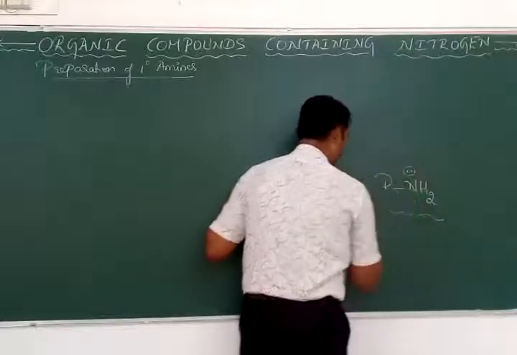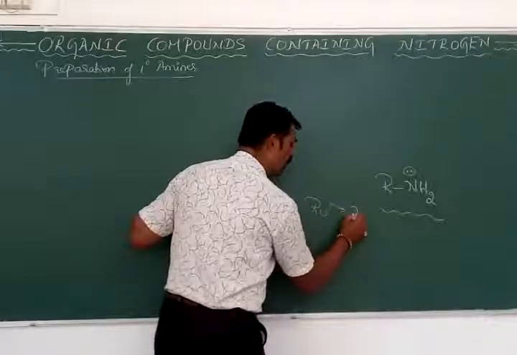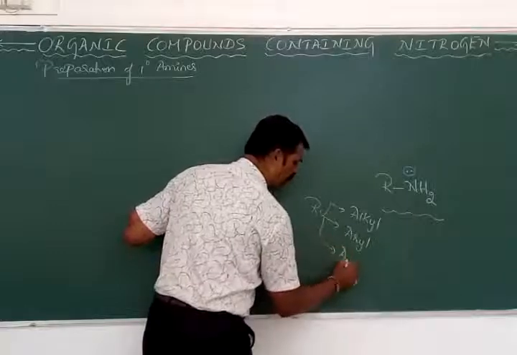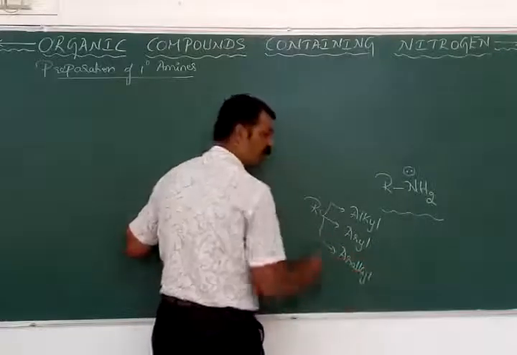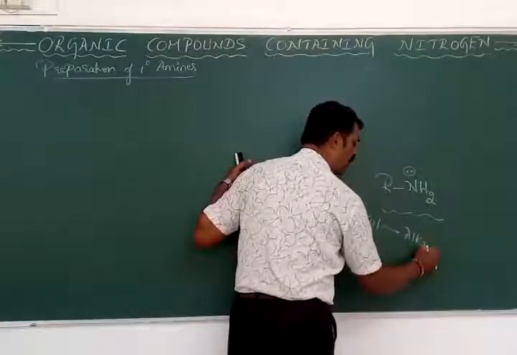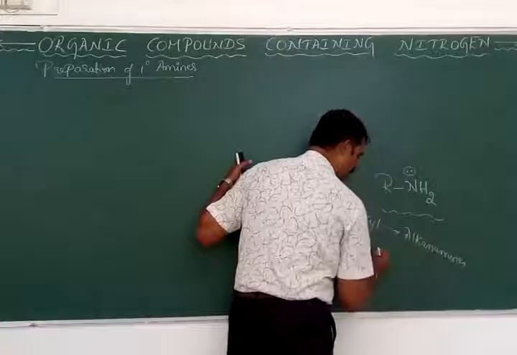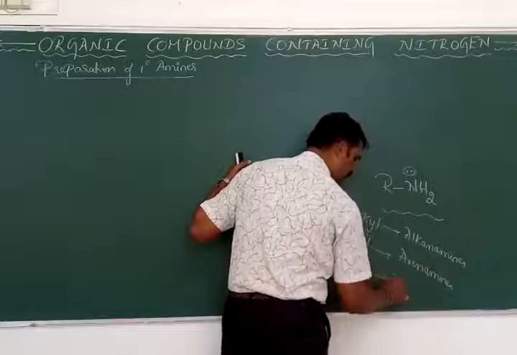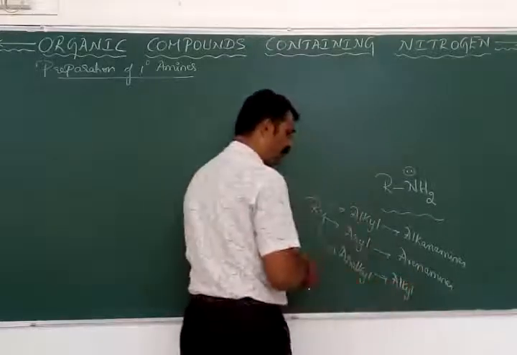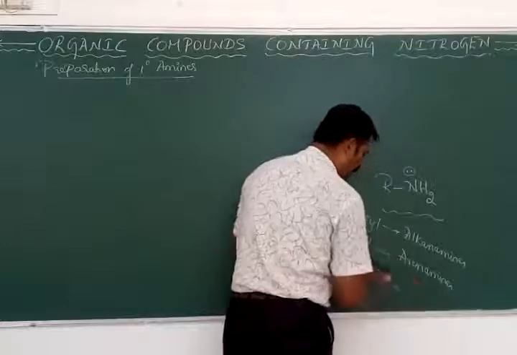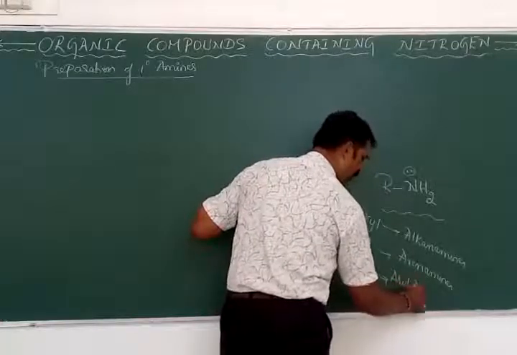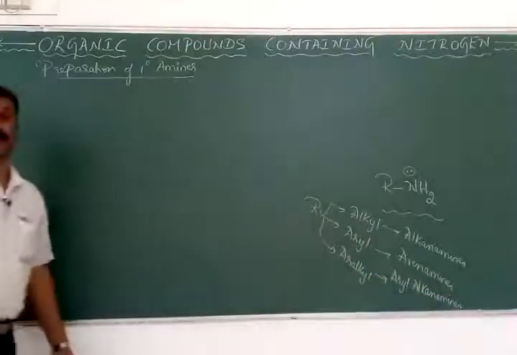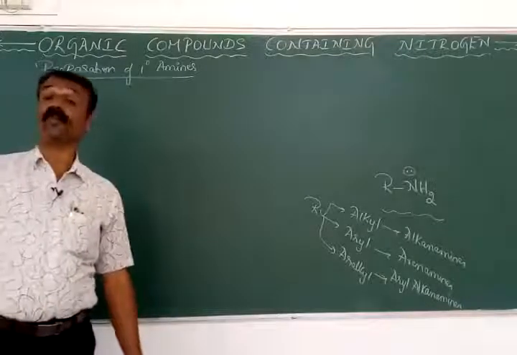Here R may be an alkyl group, an aryl group, or sometimes an aryl-substituted alkyl group. If it is an alkyl group, it is called alkanamine. Here it is called arenamine. And here it is called aryl-substituted alkanamine. So these are the three that we have to study as far as the PU2 syllabus is concerned for the preparation of primary amines.